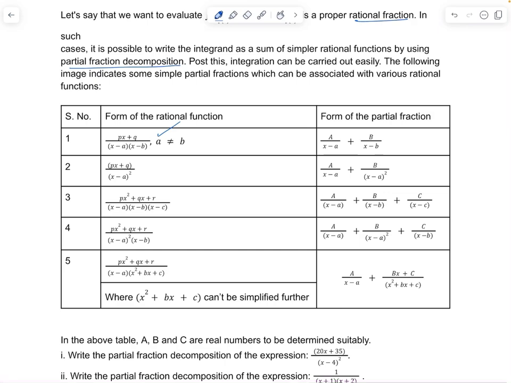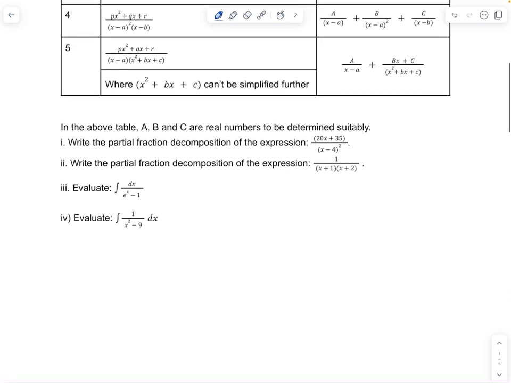Suppose the function given to us is of the form px plus q upon x minus a times x minus b, then it has to be decomposed as A upon x minus a plus B upon x minus b. Similarly, if the given function is of the form px plus q upon x minus a the whole square, then it should be written as A upon x minus a plus B upon x minus a the whole square, and so on. In the above table, a, b and c are real numbers to be determined suitably.